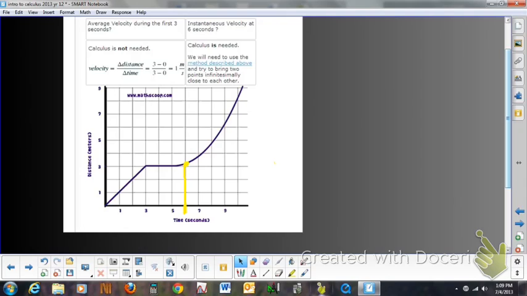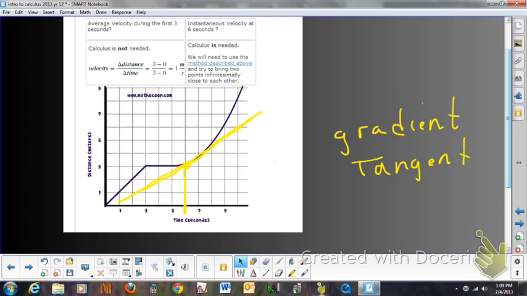And what we do is we think of drawing a tangent, a straight line, to that point that hits just at that point. And if we can find the gradient of the tangent that hits at that point, say 6 seconds, then we know how fast somebody is traveling, or the velocity at that particular point in the context of the question where you're dealing with distance and time.